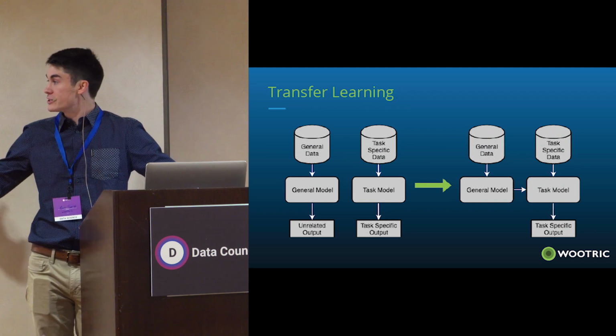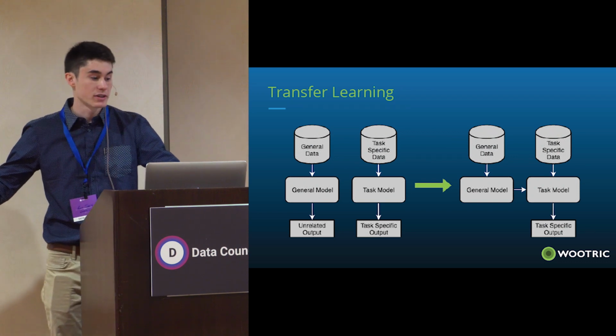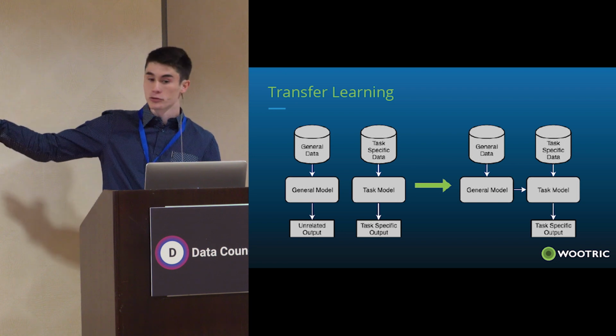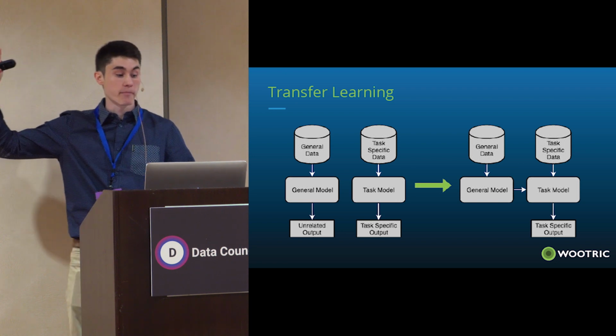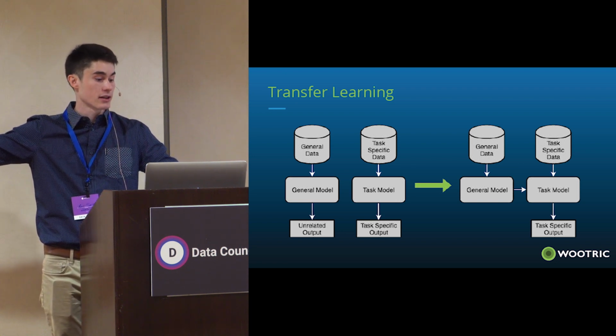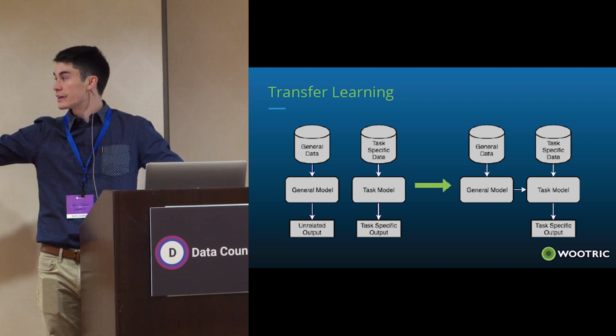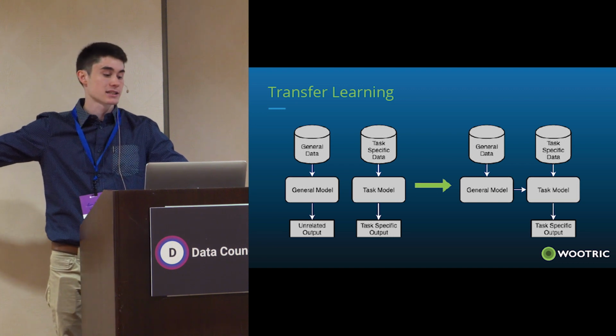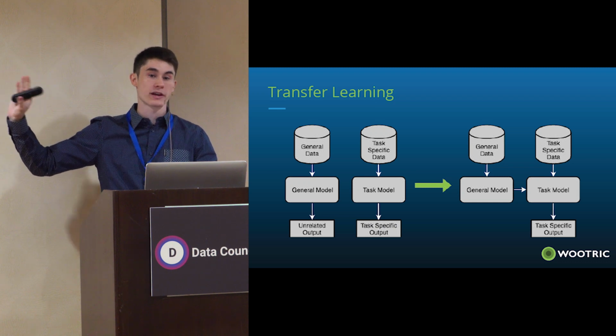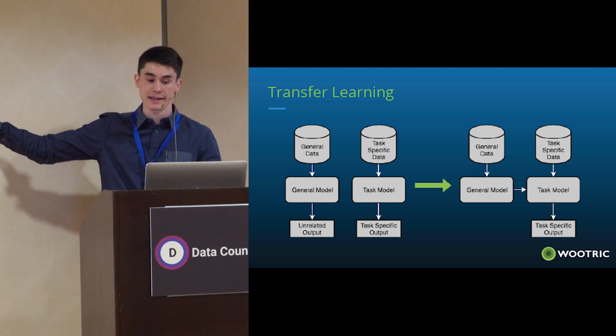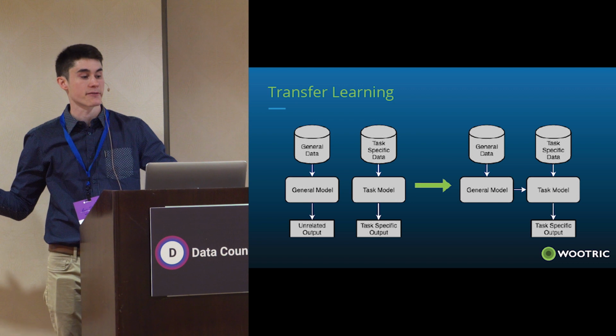So this is the general pipeline for transfer learning. We start with a general data model that learns from usually a much larger set of general data and then gives us some unrelated output. And then we have a task-specific model that is trained on our much smaller set of task data and then gives us our task-specific output.